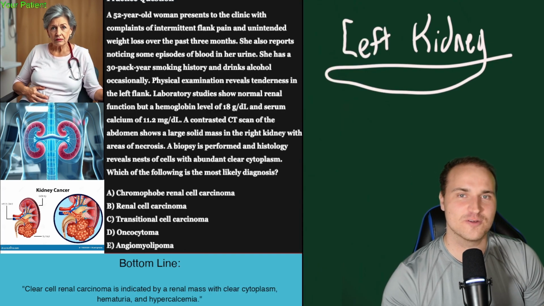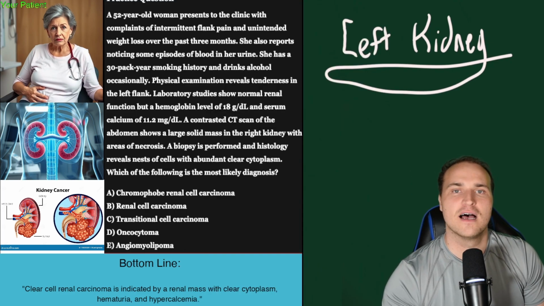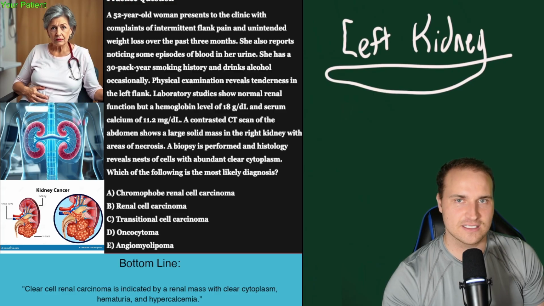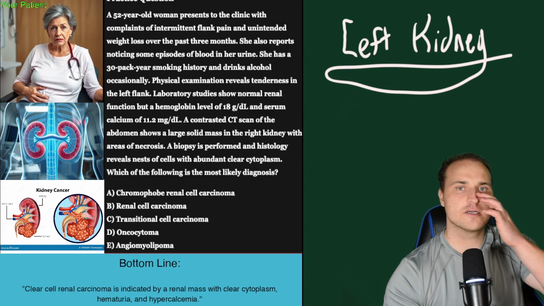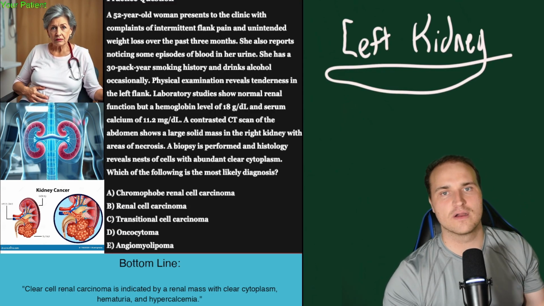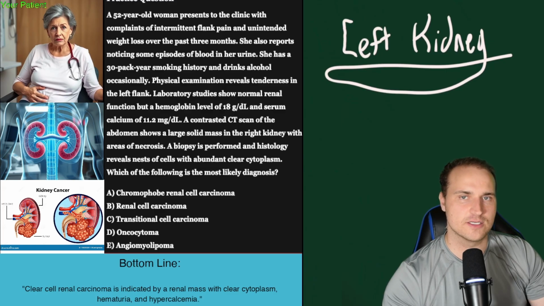Our next question, we have a 52-year-old woman presenting to the clinic with complaints of intermittent flank pain and unintended weight loss over the last 3 months. She also reports noticing some episodes of blood in her urine. She has a 30-pack-year smoking history and drinks alcohol occasionally. Physical examination reveals tenderness in the left flank. Lab studies show normal renal function, but a hemoglobin level of 18 grams per deciliter and a serum calcium of 11.2 milligrams per deciliter, and a contrasted CT scan of the abdomen shows a large, solid mass in the right kidney with an area of necrosis. A biopsy is performed, and histology reveals nests of cells with abundant clear cytoplasm. Which of the following is the most likely diagnosis?